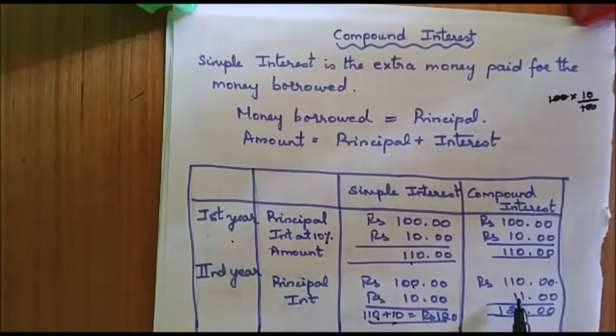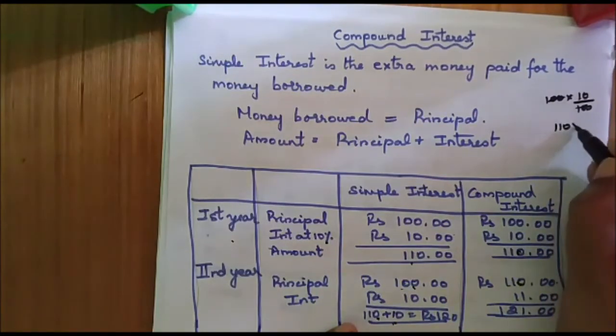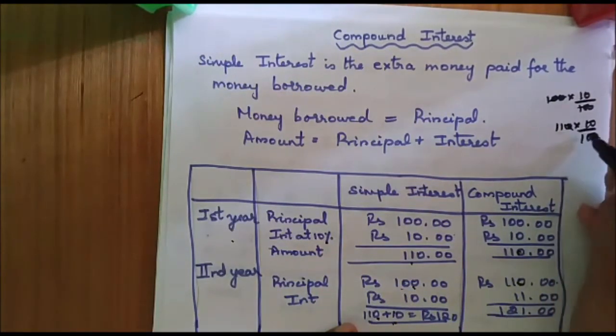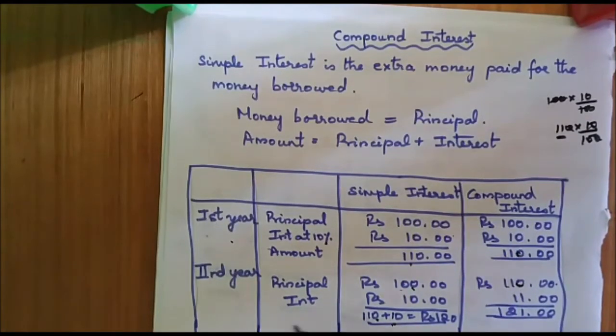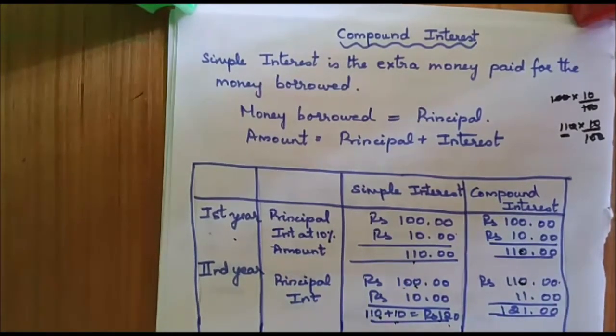Now in the case of compound interest, the principal varies. We calculated it for 100, but now the amount becomes the principal. I hope you understood this. In the case of simple interest, the amount was calculated at the end of the year, but the principal remained the same for all the calculations. But in the case of compound interest, the amount becomes the principal, and on 110 rupees, I charge 10%. So how much is it? It is 11 rupees. So 110 plus 11 is 121. So the amount at the end of the second year is 120 rupees under simple interest, and under compound interest it is 121.